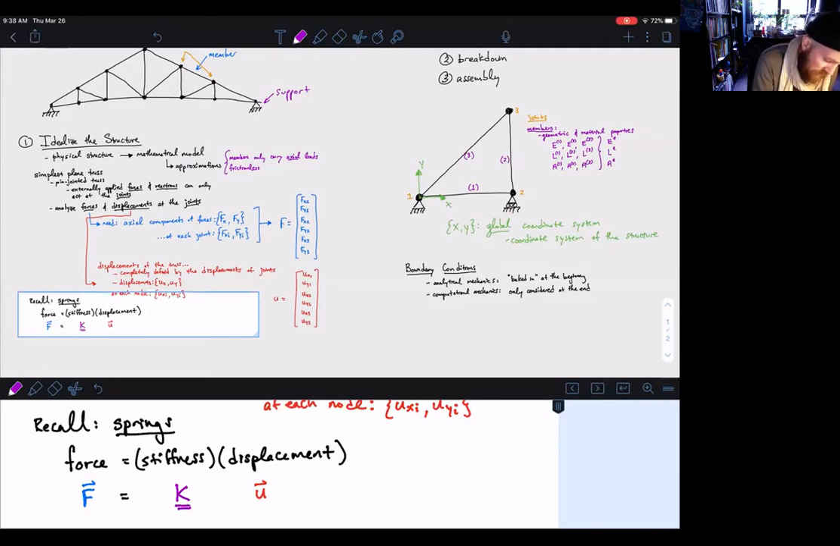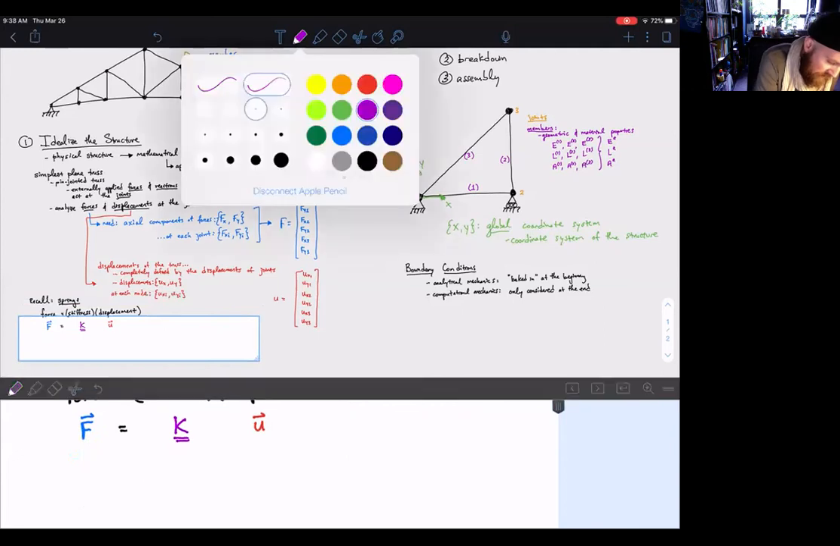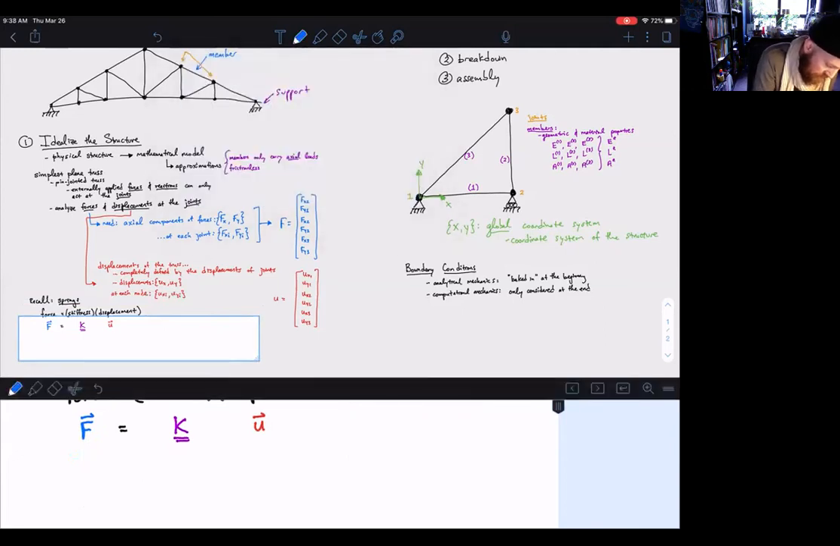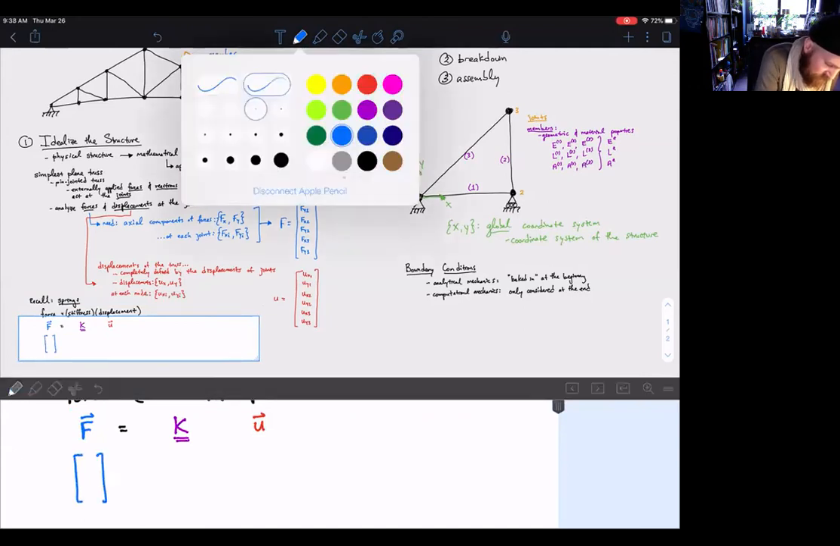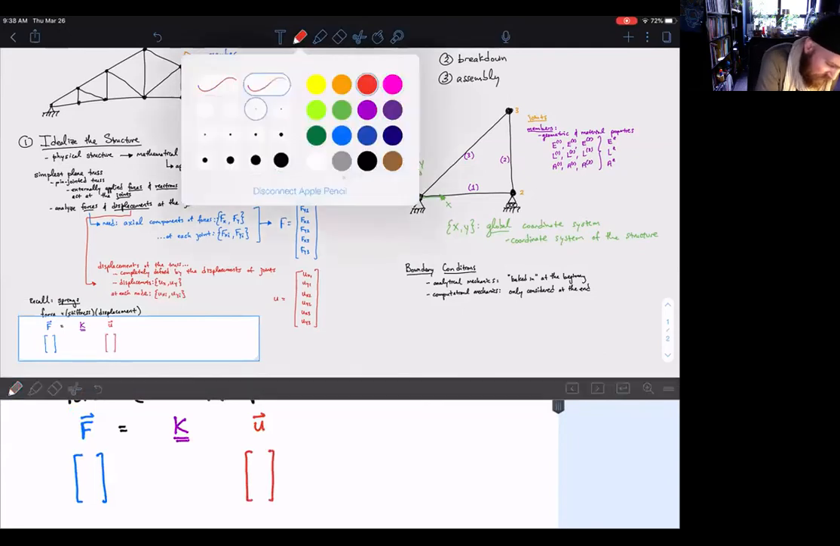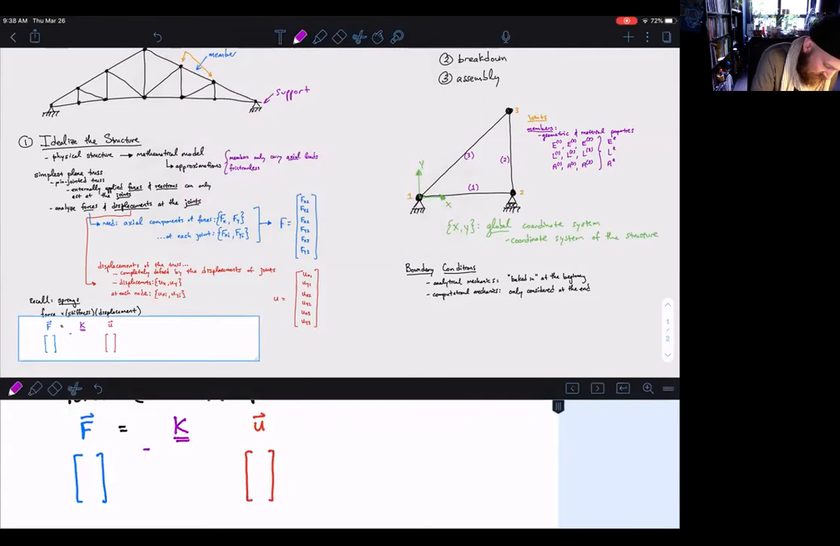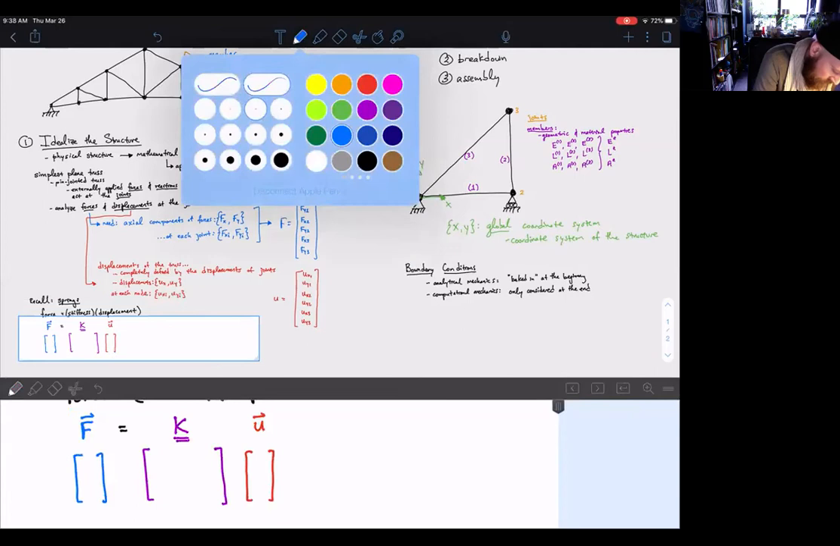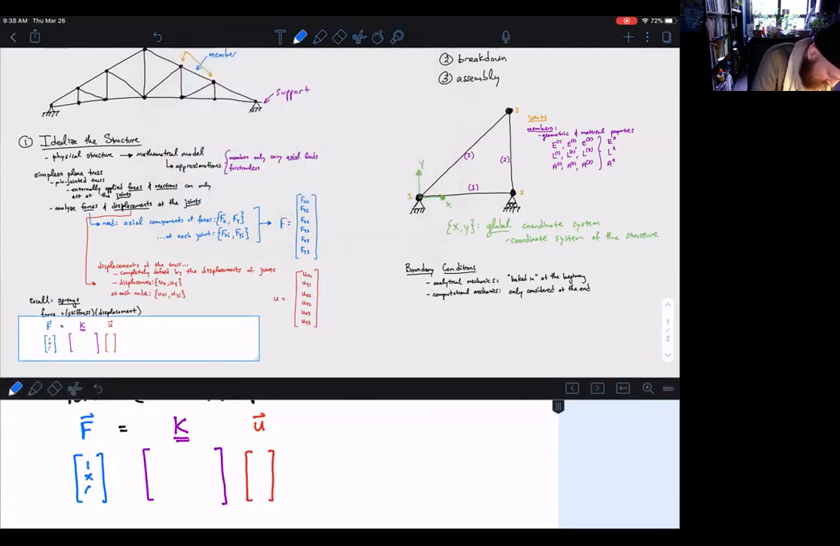So I'm going to just remind us here. This is a 6x1, this is a 6x1, and let me write this out here: a 6x1 vector, a 6x1 vector, and a 6x6 matrix.